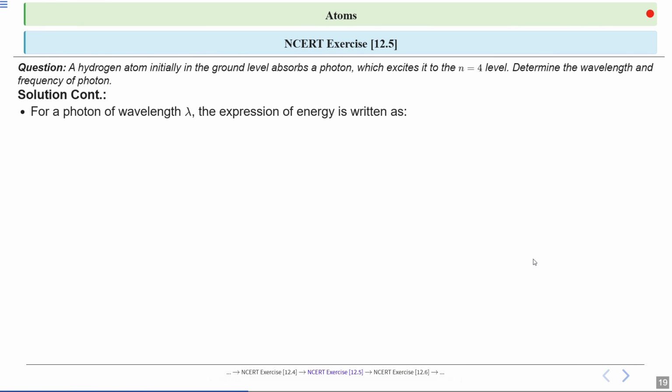To start solving this, let's recall how the energy of a photon relates to its wavelength. The energy of a photon is connected to its wavelength via a specific formula. The formula for energy of a photon is E equal to hc upon lambda. Here E is the energy of the photon and lambda is the wavelength.